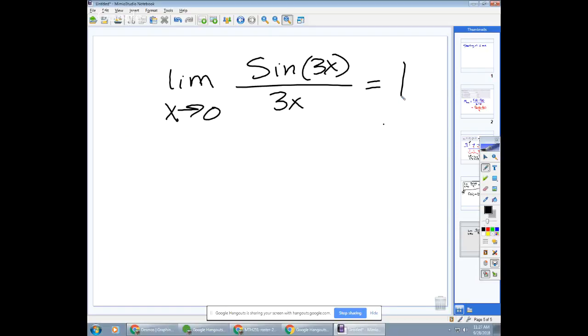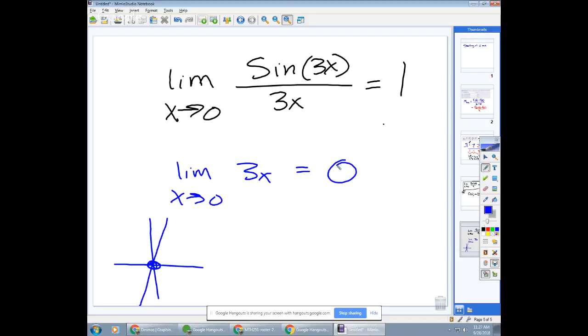So here's my note. I'm going to combine this with another limit. Suppose I took the limit as x approaches 0 of 3x. What is 3x doing as x goes to 0? It's going to go to 0, right? We can just plug in 0 and we can see that. If you consider the graph of y equals 3x, it looks kind of like that. It has the point 0, 0. So this one's pretty easy. It's a linear function. Nothing weird's going on. It's just 0.